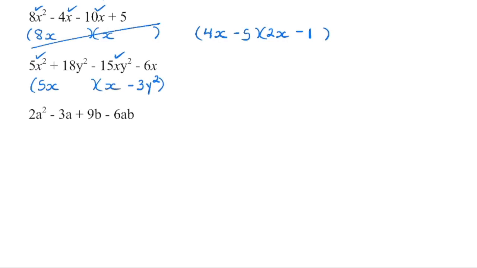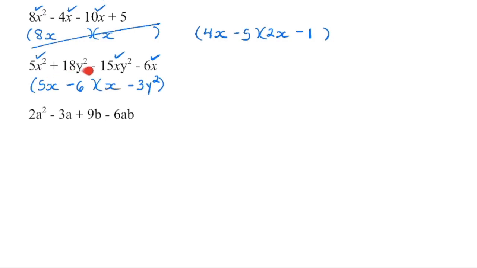And then we're going to say x times what will give us this one? Well, there's no x here, so let's take a look here. And we can put a negative 6 in there. That will give us that one. And now our last term is a check. Is negative 6 times negative 3y squared going to give us 18y squared? And it does. So this is factorable.